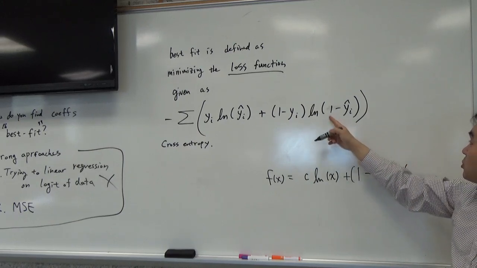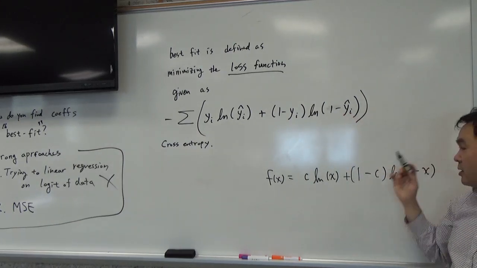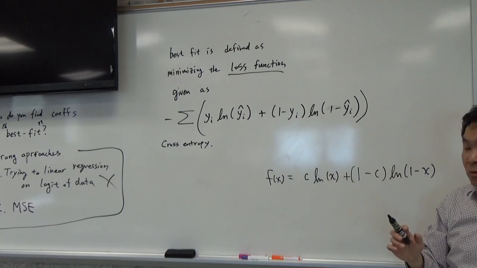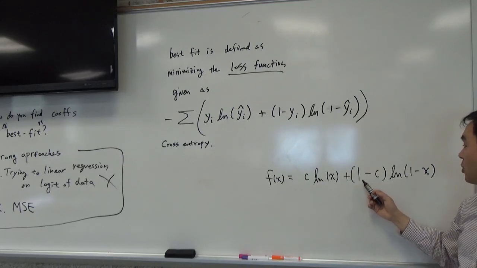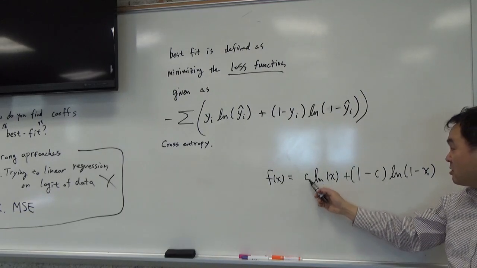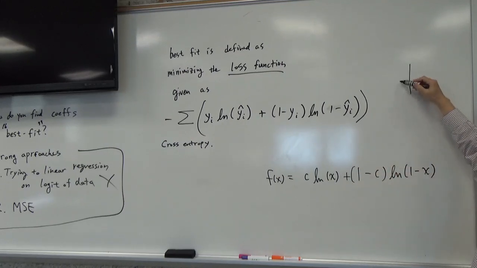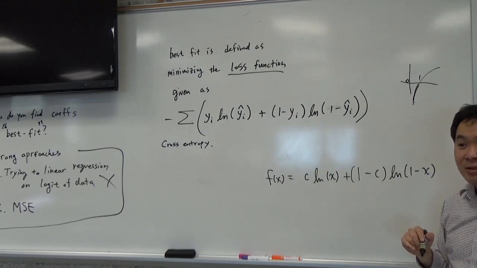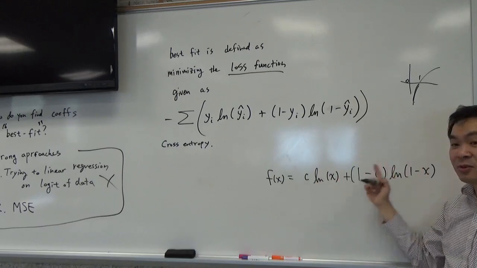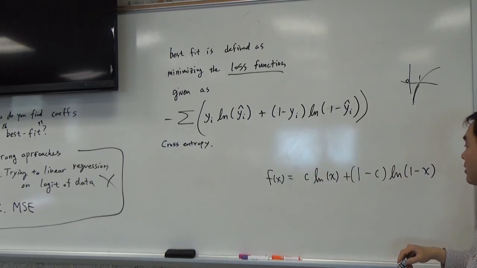ln of 1 minus x. The first thing you realize is that c is between 0 and 1, so 1 minus c is also between 0 and 1, since these are positive. But x is also between 0 and 1. If you look at the graph of the log between 0 and 1, it's negative, right? So this is negative, that's negative. So in most cases, this value will be negative. Is that fine? All right.